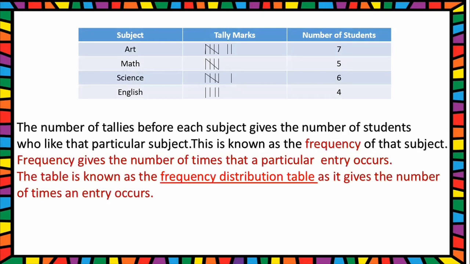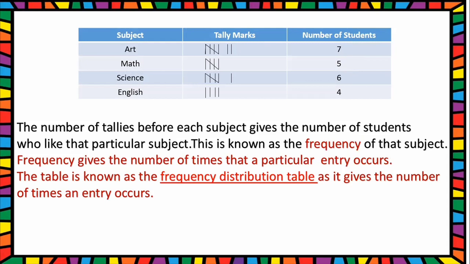So the number of tallies before each subject gives the number of students who like that particular subject. This is known as the frequency of that subject. Here, 7 students liked art, so 7 is the frequency of art. Then 5 students liked math, so 5 is the frequency of math. Similarly, 6 is the frequency of science and 4 is the frequency of English.